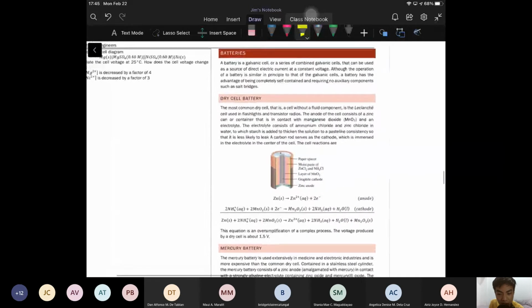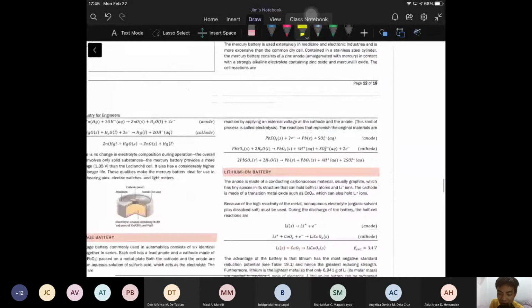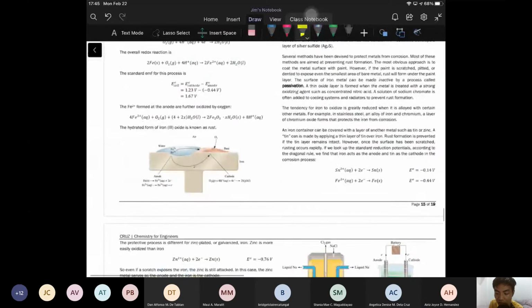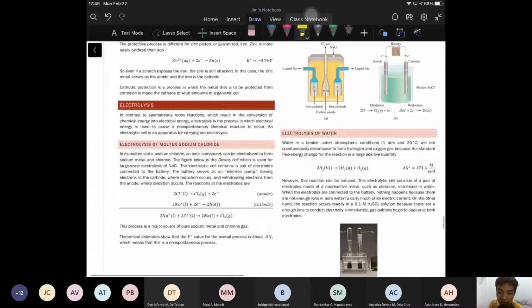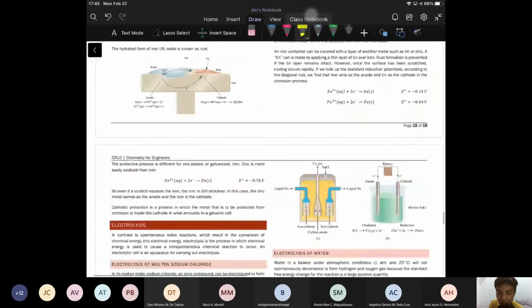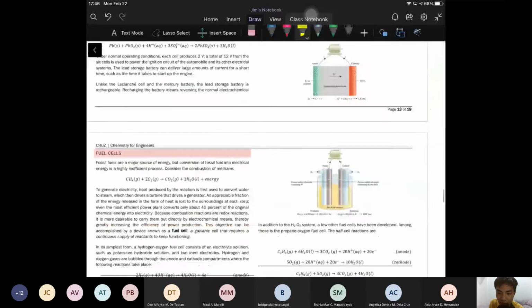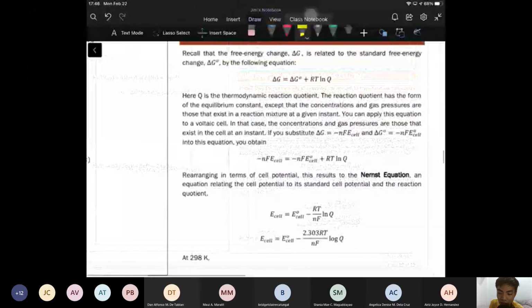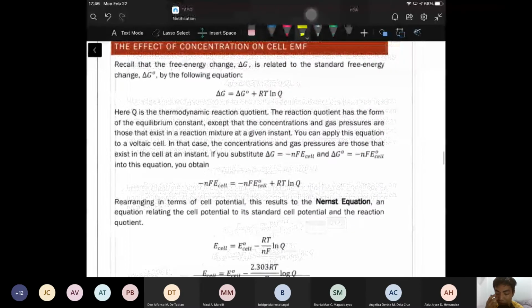Yung batteries kasi, kwento ko na lang to mamaya. Okay. So, kwento lang yan. Itong corrosion, makukwento ko rin yan mamaya. And then, electrolysis, di na natin makakover yan. Kasi alam ko masyadong overwhelming na lahat ng lessons sa inyo. Ang dami na eh. That's okay lang.